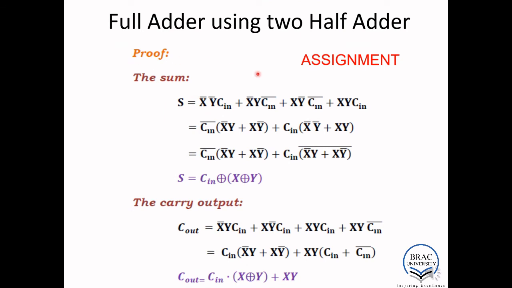This is your assignment. I think you can improve it. The question says S equals this one for the full adder, so you can convert it in terms of this one. Similarly for carry, C equals this one, so you can finally find C equals this way. This is just the use of Boolean knowledge that you learned, and it will be helpful for designing a full adder using two half adders.